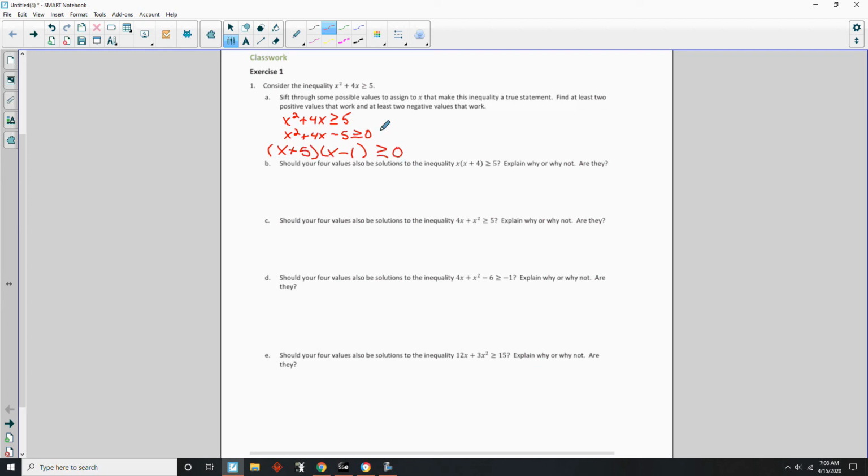Well, if this equals 0, then x would have to be less than or equal to negative 5. And if I set x minus 1 equal to 0, then x would have to be greater than or equal to 1. So if you chose a value less than negative 5, negative 6, negative 7, negative 8, and so on, you have the right solutions for two values. If you chose values such as 2, 3, 4, 5, any positive number greater than 1, then those are also solutions.